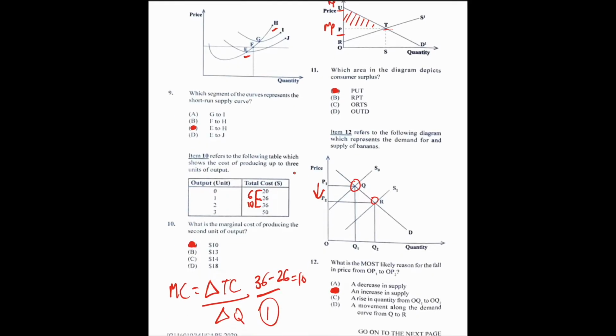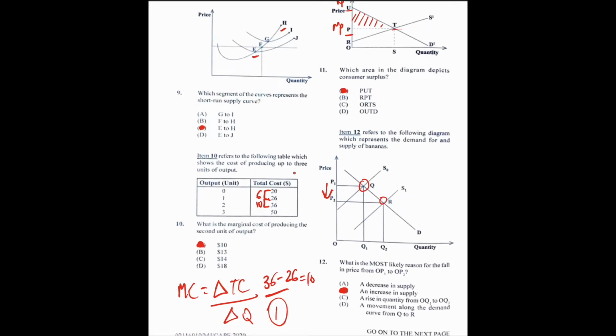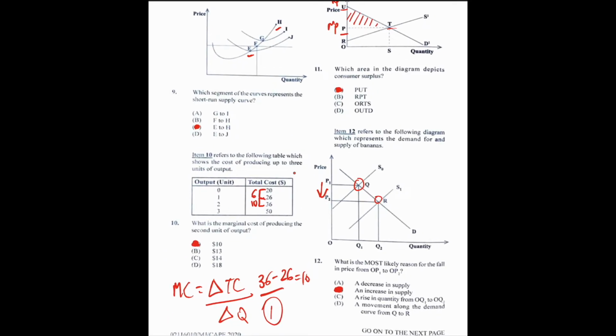12 says, what is the most likely reason for the fall in price from OP1 to OP2? And that's really, as you can see, indicative on the graph. There's a shift from S0 to S1, a rightward shift, and that's an increase in supply. So B.